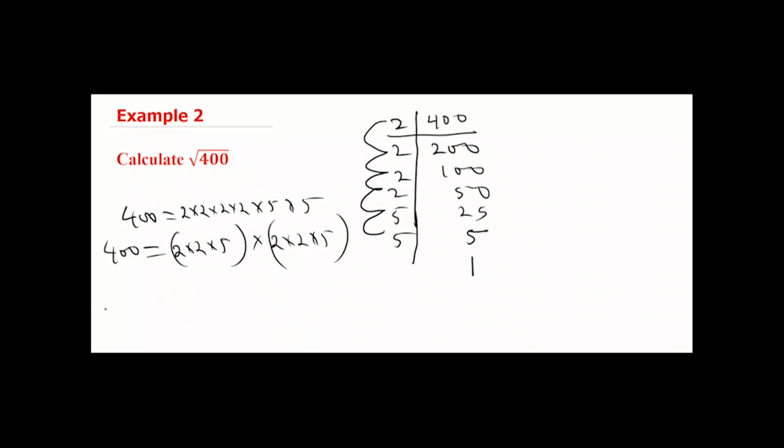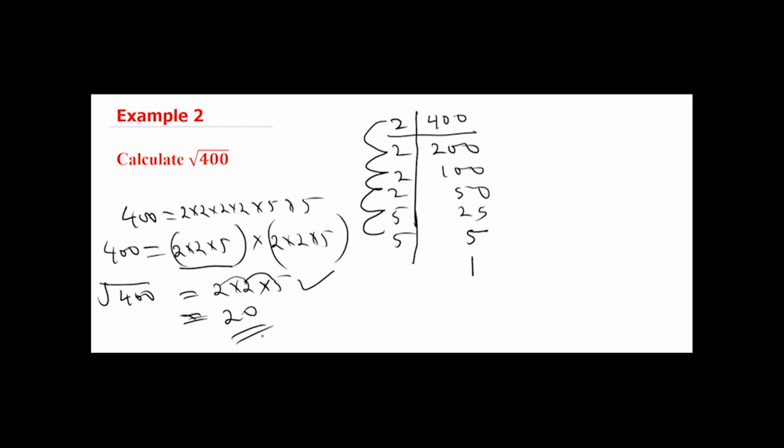So now, to get the square root of 400, you just have to pick one of these, and I'm going to pick 2 by 2 by 5. Okay, that is one of them. As they are the same, this is the answer, and you can write it as a whole number by saying 2 by 2 is 4, 4 by 5 is 20. So 20 is the square root of 400.